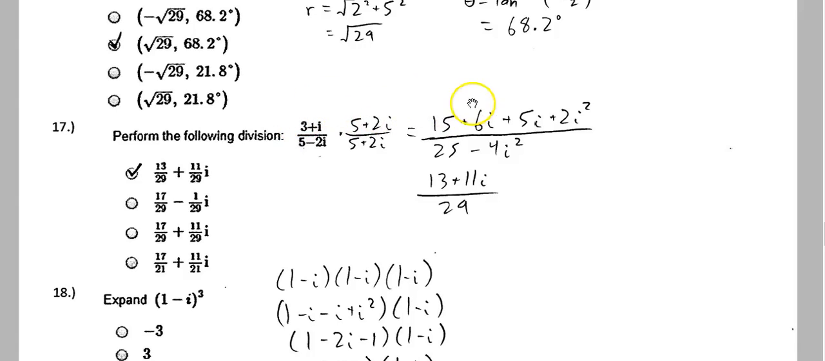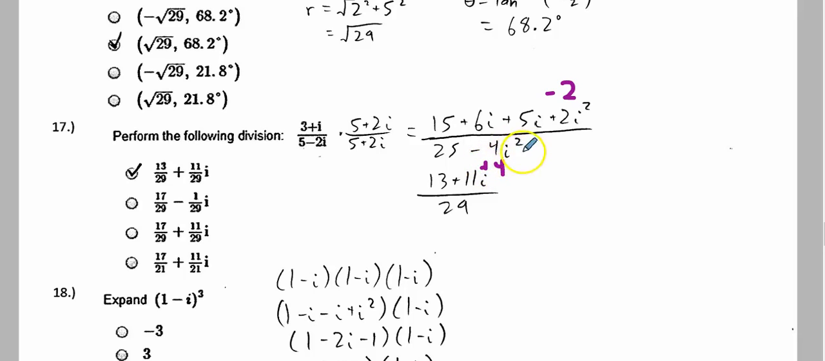So 3 times 5, 3 times 2i, i times 5, and i times 2i squared. On the bottom, since I have a number times its conjugate, you can just do the first and the last part of the FOIL if you want to save a couple steps there. So 5 times 5 and negative 2i times 2i. Don't forget that i squared is equal to negative 1. So when I see 2i squared here, this actually is the same as negative 2. And when I see negative 4i squared, this is actually the same as plus 4.